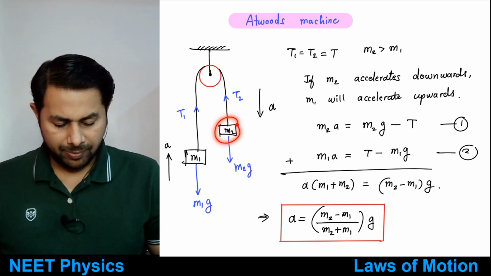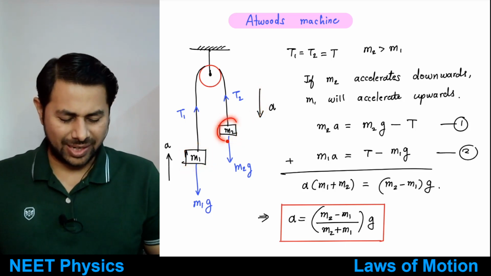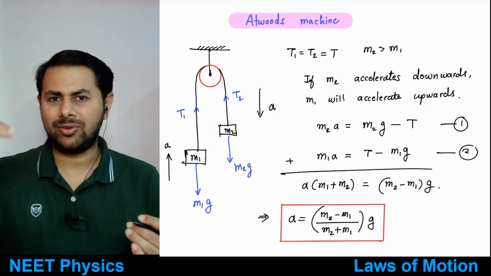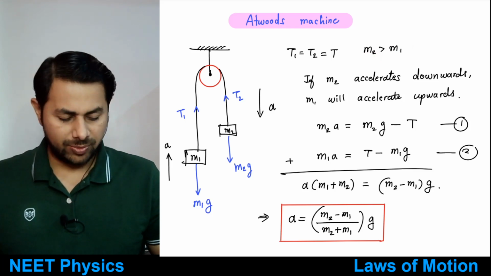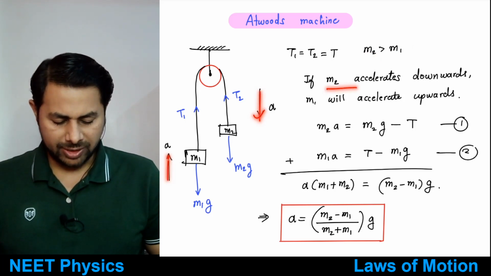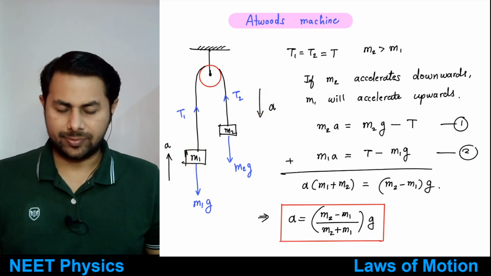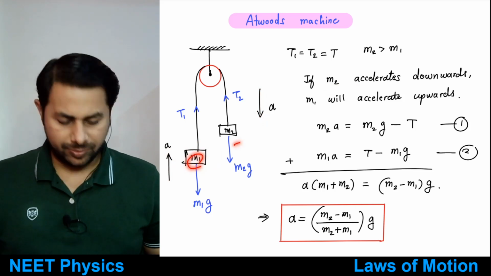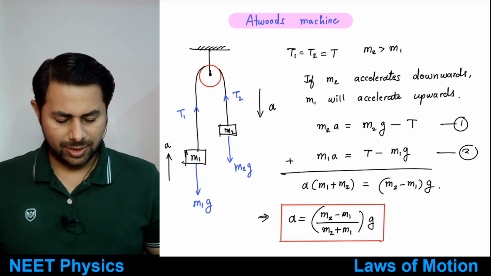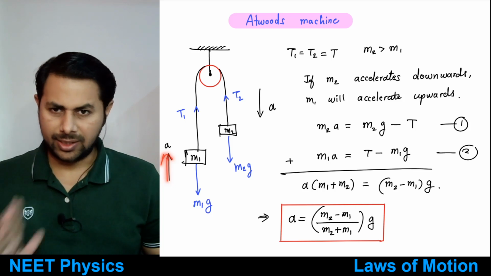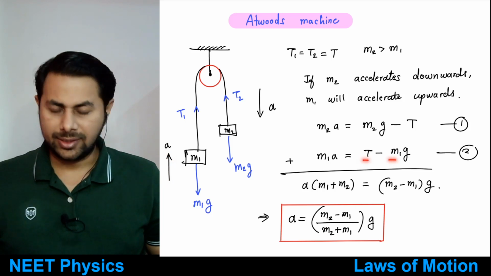And then if m2 is greater than m1, then our common sense says that the system will accelerate like this. So m2 will go down with some acceleration, m1 will go up. So let's suppose m2 is greater than m1. So if m2 accelerates downwards, m1 must accelerate upwards. So then we can write down the equation of forces for m1 and m2. So what will be the net force acting on m1? It is just, if it is moving upwards, we can say that net force is upwards.